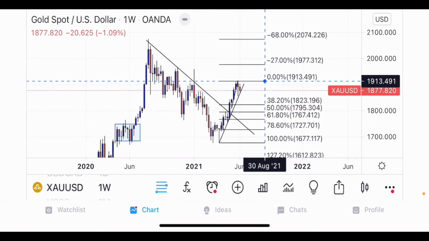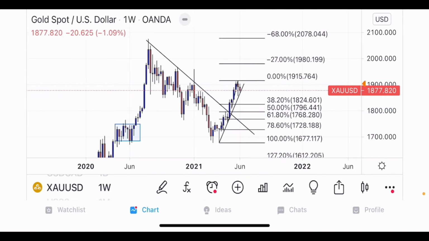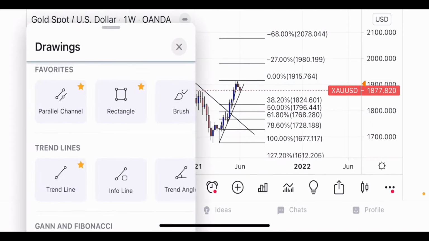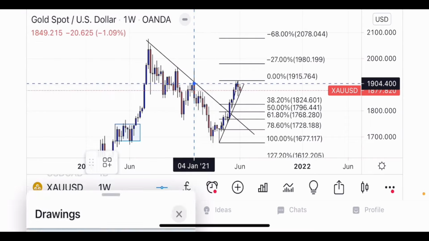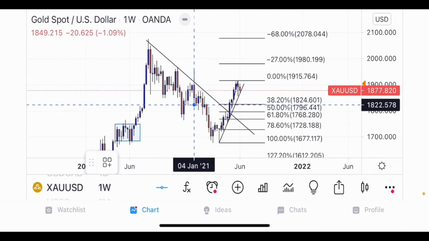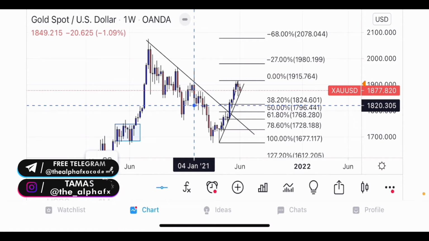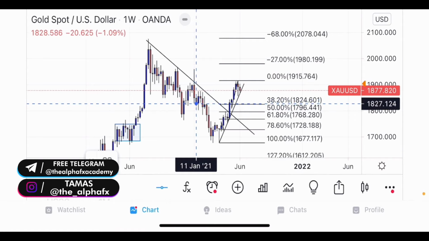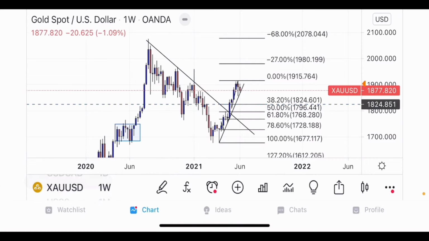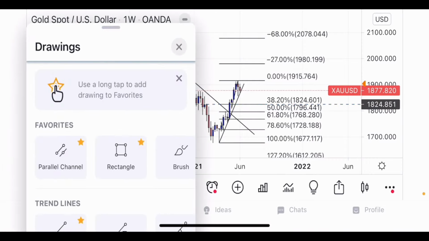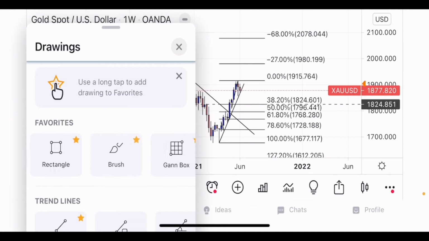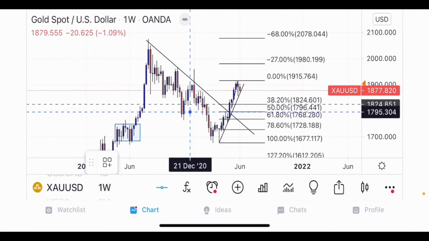So use the Fibonacci from swing low to swing high, and you can see that we already have a few support and resistance levels. So the first thing you want to do is mark the 38.2, because that is a known rejection level. So if the price comes back, there is a high probability that it's going to reject this level. So mark the 38.2. The next one is going to be the 50% level, which is at 1796.